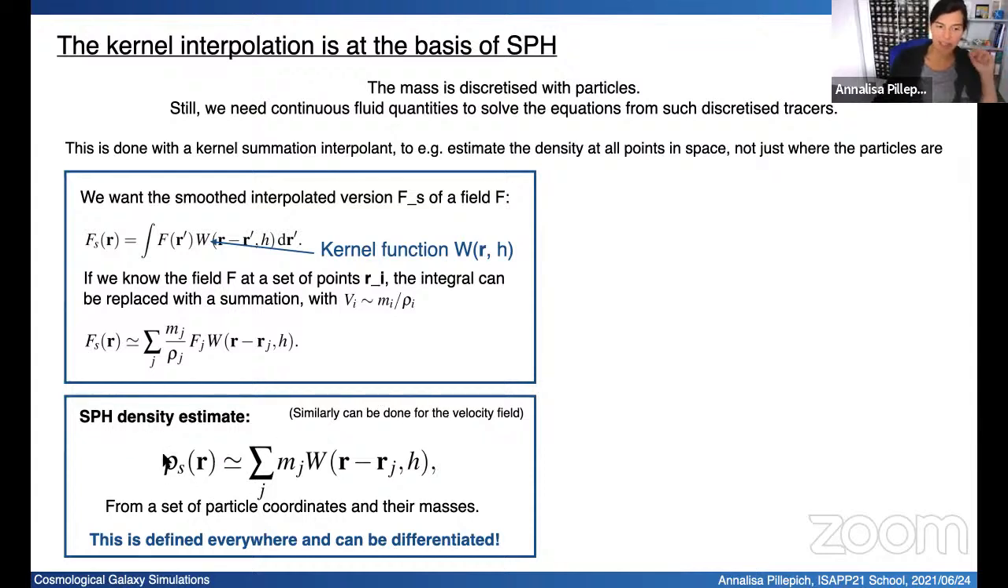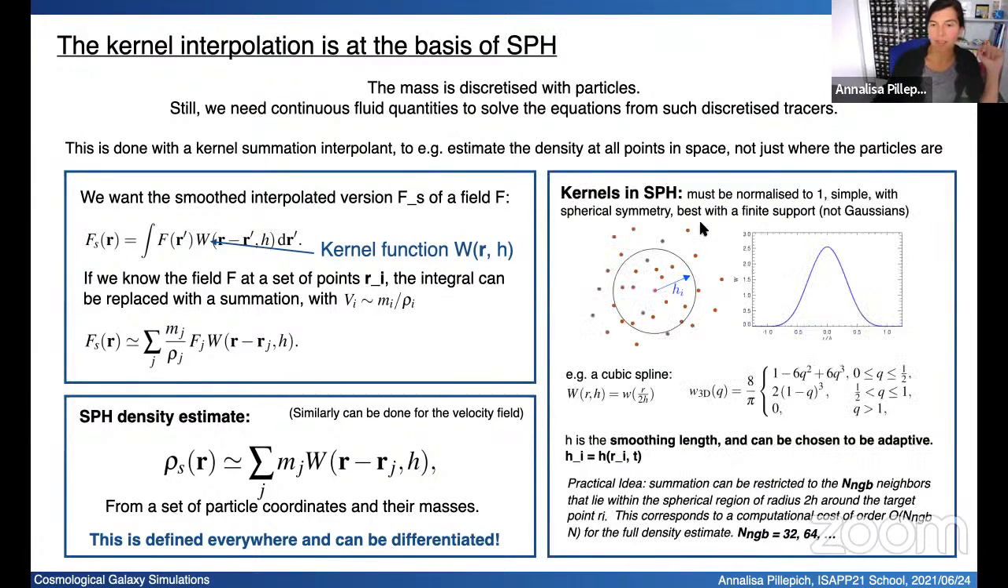Yes, the SPH density estimate is the summation of the particle masses m and a window function, a kernel function defined at the position of the particle with a certain smoothing width, which is h. So the key, in fact, is this kernel function. A priori, to do this mathematical exercise, you can use any functional form for your kernel, for your window, as long as it's normalized to 1 and it's simple and has spherical symmetry, but it also has to have finite support. So actually Gaussians are not very good.